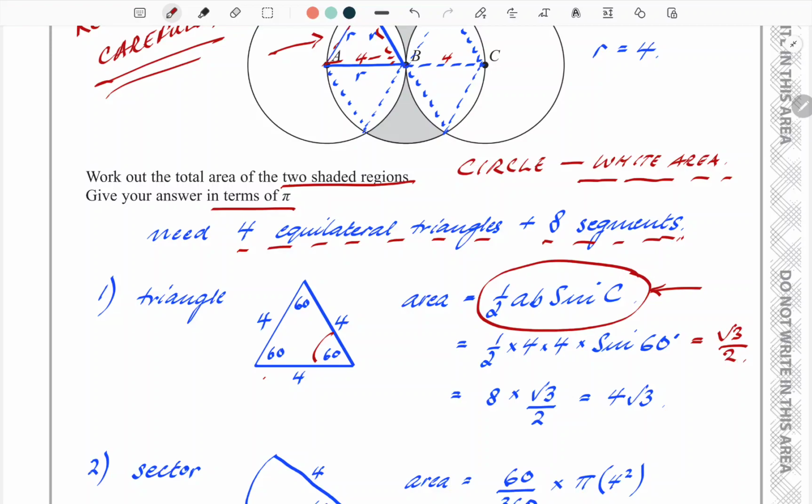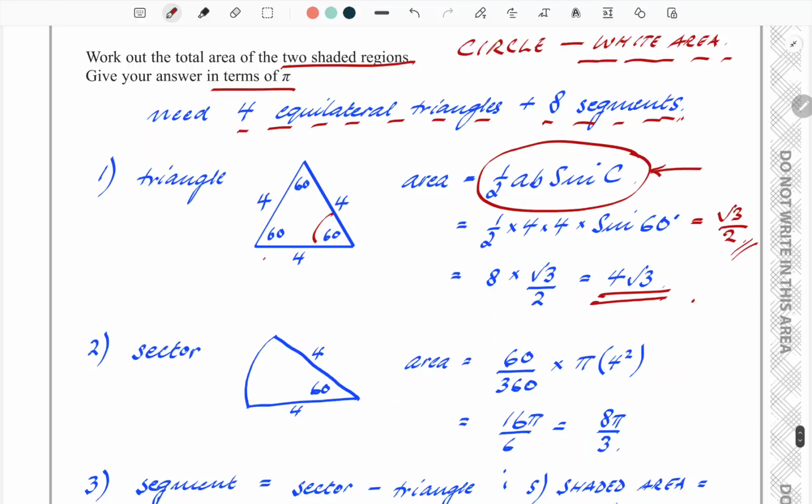So if you haven't learned your principal values, 0, 30, 45, 60, and 90, please learn them before your paper 1. You won't have a calculator, and in the last 2 or 3 years, it's come up over and over again where they've needed you to know the trigonometric ratios for those principal angles, sine, cos, and tan. So watch out for that. Very simply here, half times 4 times 4, 8, times root 3 over 2, and that's 4 root 3. So that's the area of one triangle.